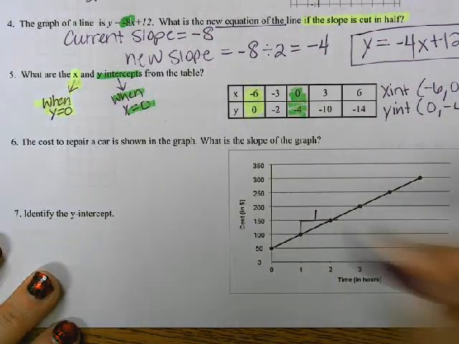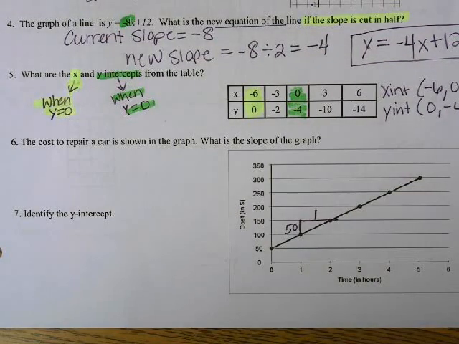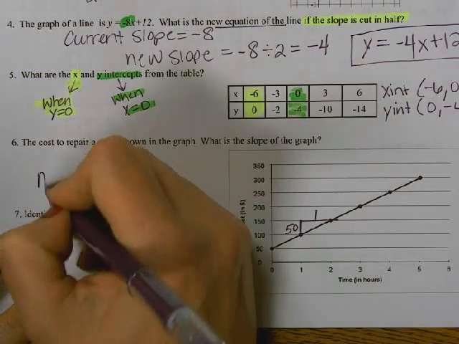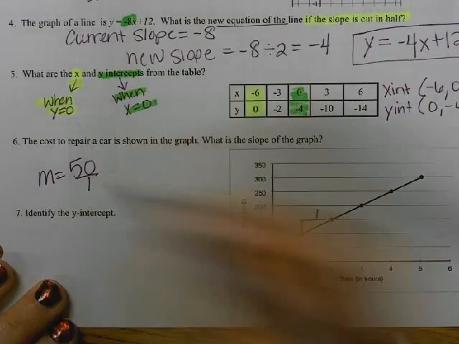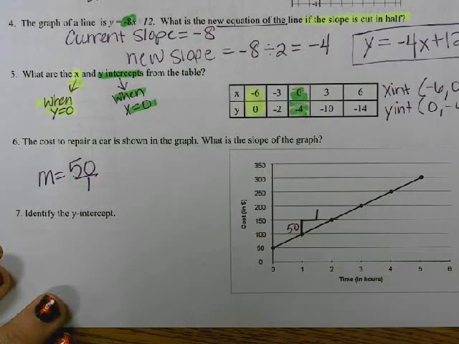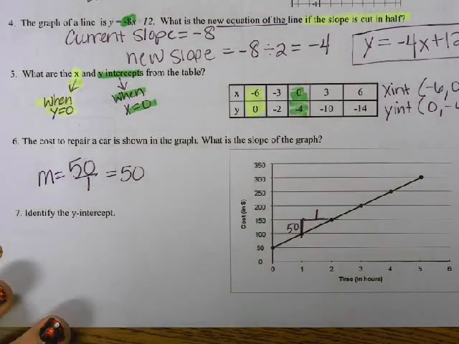Okay? So if I'm going to find the slope, and I draw my slope triangle, it goes to the right 1, but how much is it going up and down? Well, instead of 1, it's actually going up 50. Okay? So the slope is 50 over 1. Remember, it's rise over run. So it's 50 over 1, which we can just say is 50.